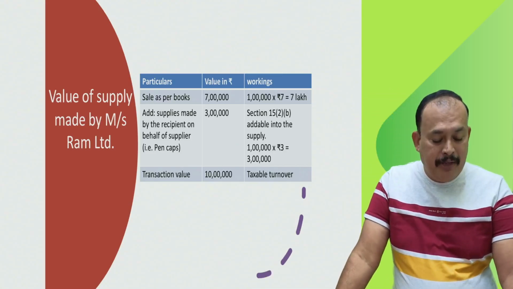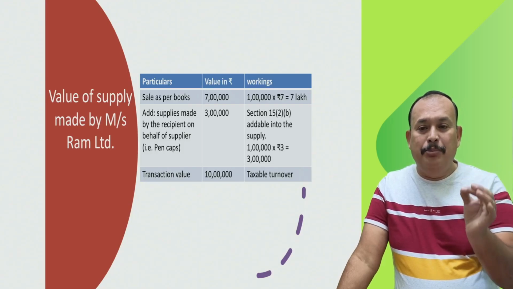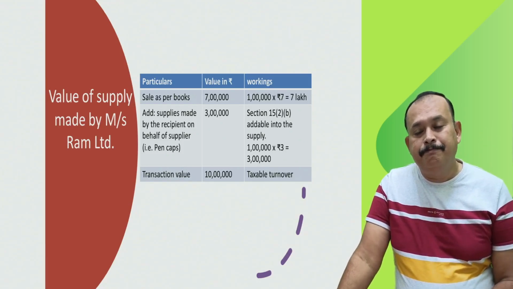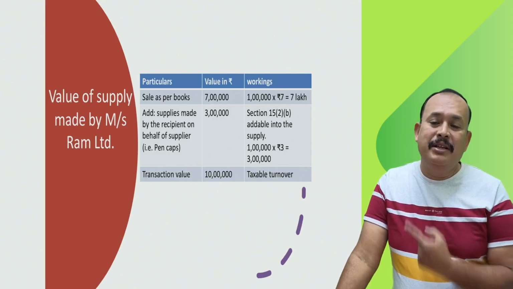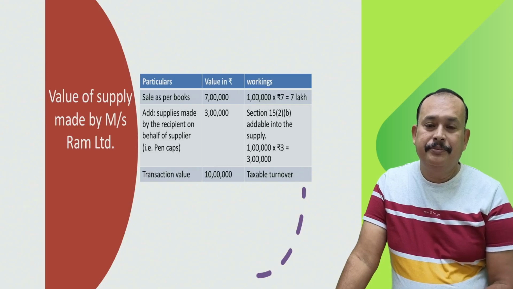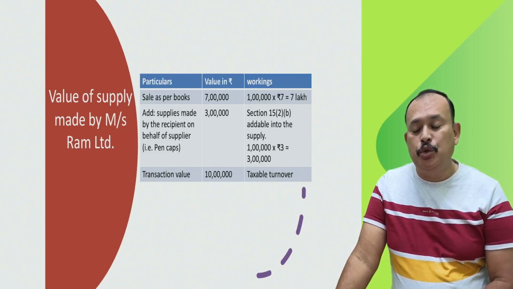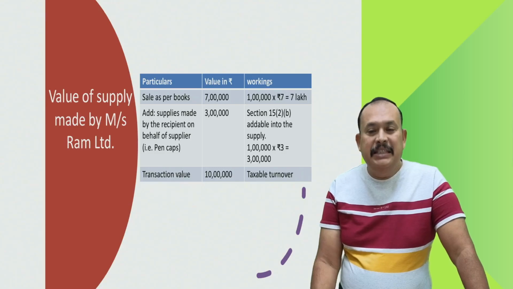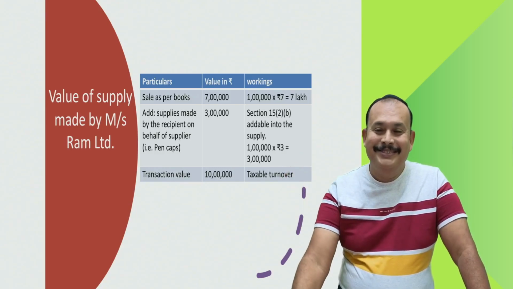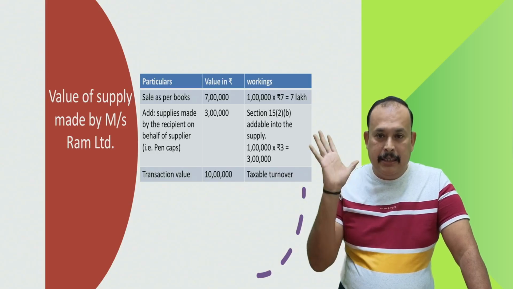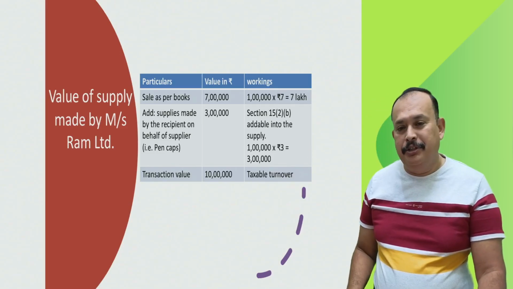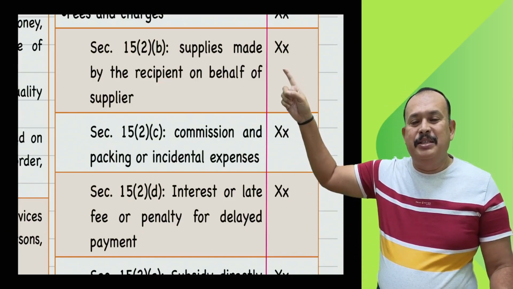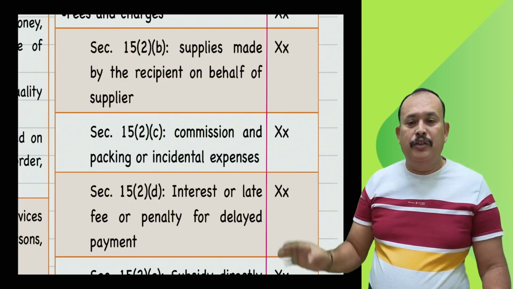Is it clear? Supplies made by the recipient on behalf of the supplier, if not added, you have to add back to the value of supply. Get the clarity? Any doubt in the given case? Section 15, subsection 2, clause B it is. Is it clear? I'm asking. Yes, sir. Clear. Very good. Now please come back. So 15(2)(b) is to be understood: supplies made by the recipient on behalf of the supplier should be added in the value of supply if not added.